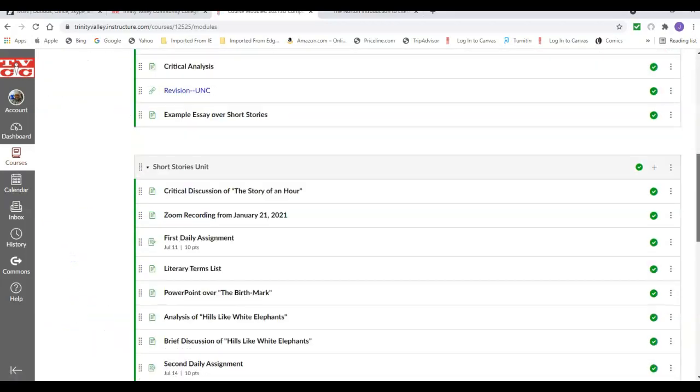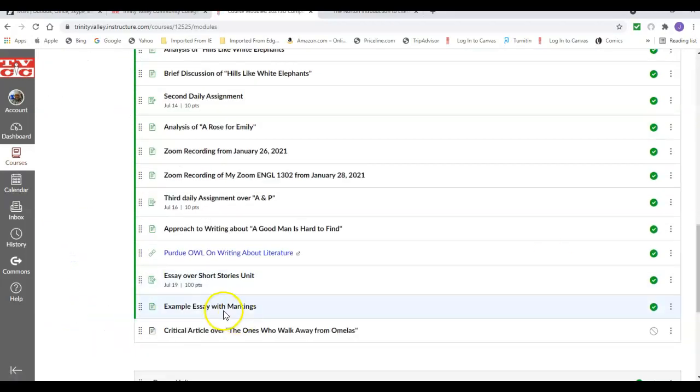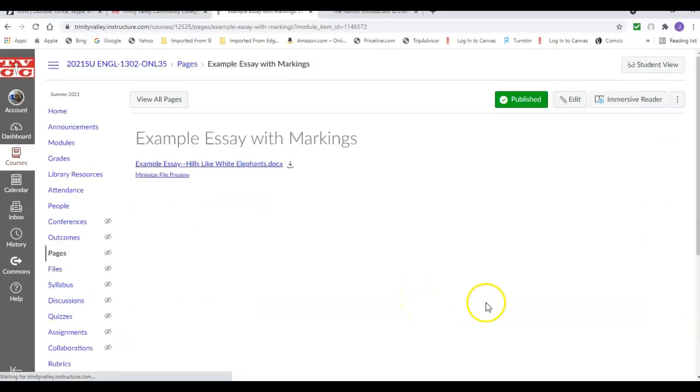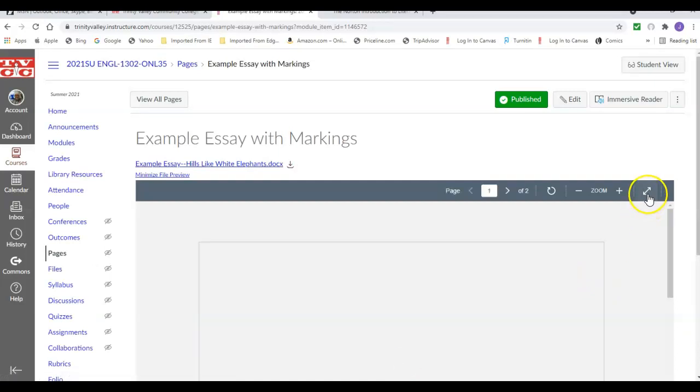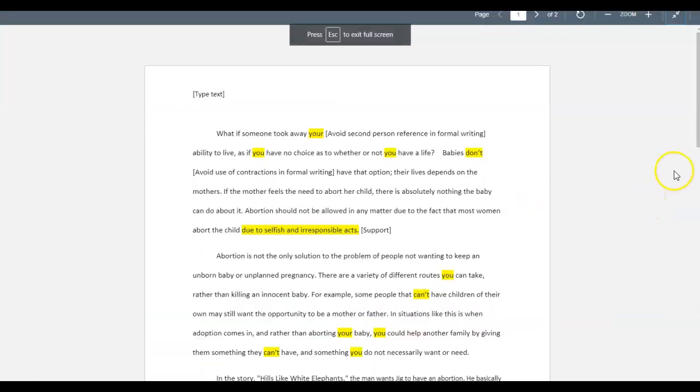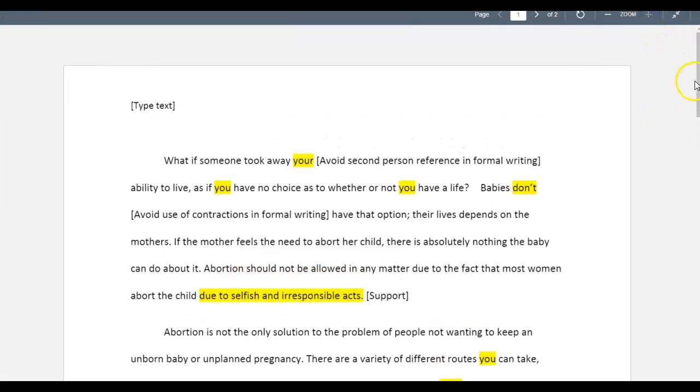Bear with me, it takes a little while for this to come in. I did give you an example essay with markings. This is The Hills Like White Elephants. And what I did, this is how I mark the essays. I do it with Turnitin.